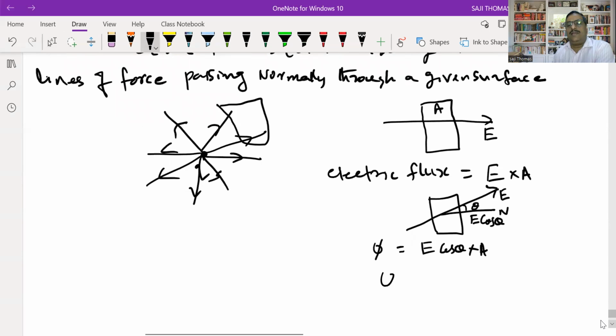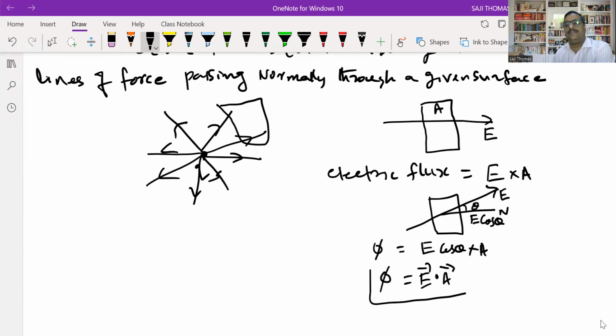So phi can be written as, you know, A dot B we always express as AB cos theta, right? So we can use that dot product here. Phi equals E bar dot A bar. That will be EA cos theta.